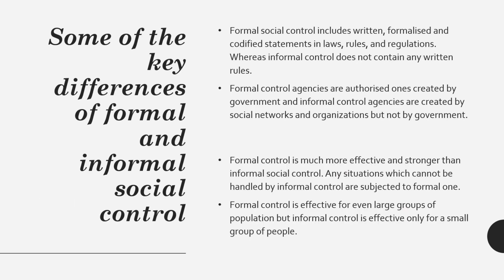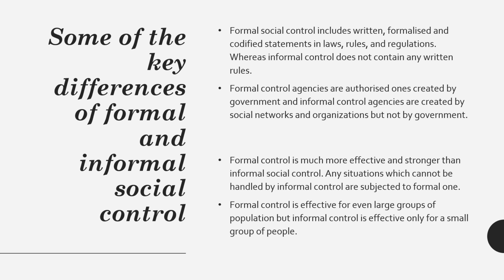So some of the key differences between formal and informal. Formal social control is written, it is formalised, and it's coded into things like statements of law and rules and regulations. So it is a very fixed set of rules and laws that you must follow within a society. Informal control doesn't have any written rules or regulations for you to actually pick up and have a look at what you're supposed to do.